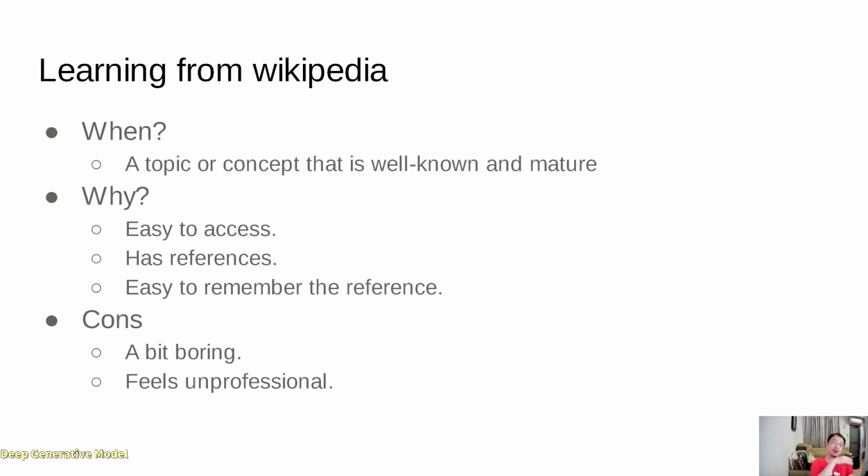Okay, enough for the method. Let's go straight to the concept itself. I'm using this method to learn autoencoder because autoencoder is a well-known, very popular, very common concept. So it is one of the good examples for learning things from Wikipedia. And after this class, maybe a few months later or a few years later, you find out that you forget what autoencoder is.